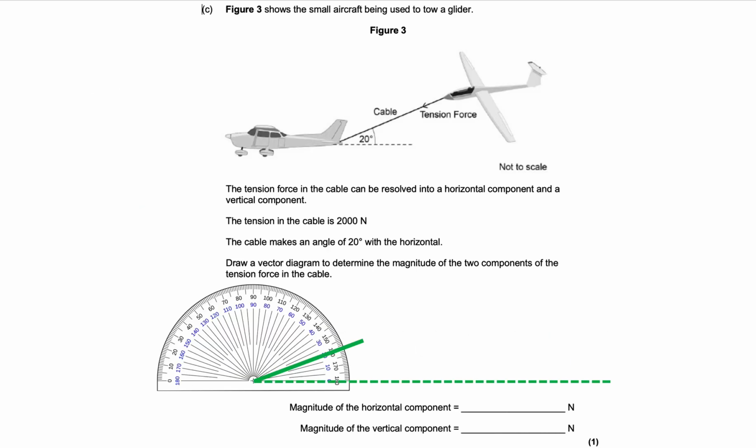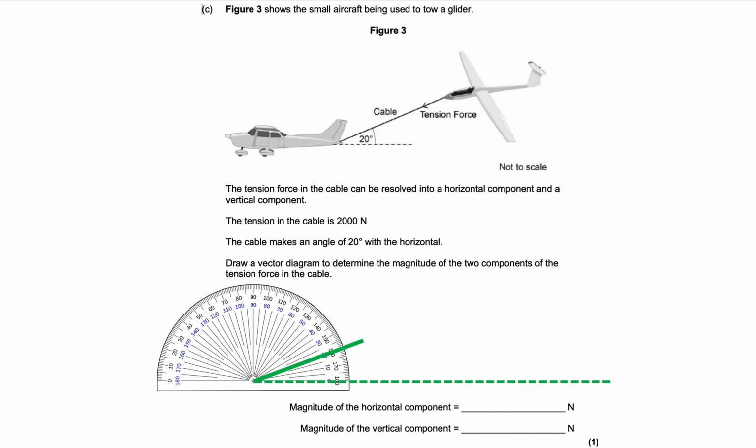The final part of this question: Figure 3 shows the small aircraft being used to tow a glider. A glider is just a plane without its own engine. So we've got a cable and a tension force acting down and to the left. It's always important to think about what direction the forces are in.